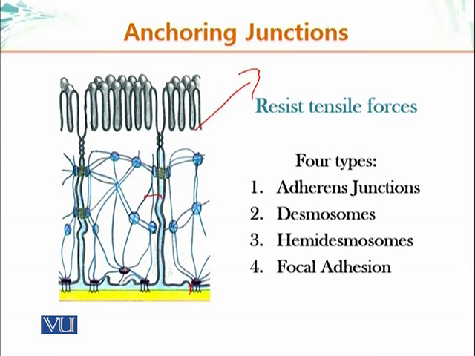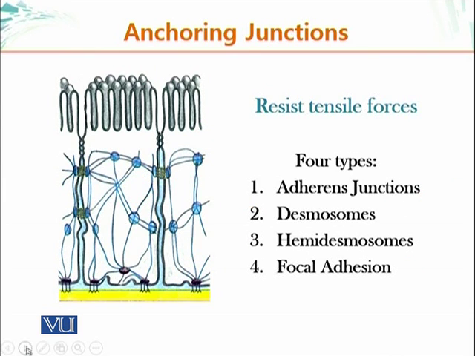So one of the major functions of anchoring junctions is to resist tensile forces. There are 4 different types of anchoring junctions. We will look at all of them in much more detail later on, but for here I would just like to mention that there are adherent junctions, desmosomes, hemidesmosomes, and also focal adhesions. The structures you are seeing here are the desmosomes. As I mentioned, we'll talk about them in more detail. And the structures here are the hemidesmosomes. We'll look at their anatomy and functioning in later modules.